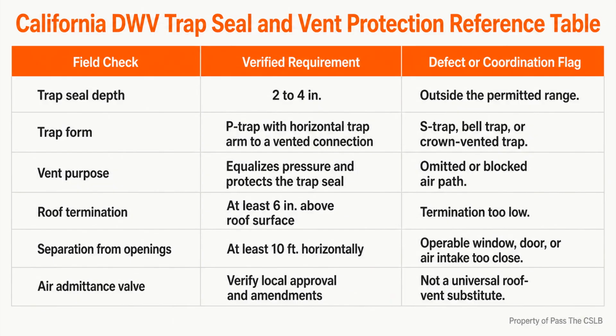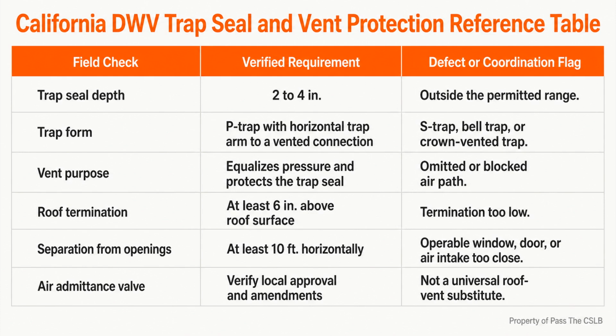Now follow the wastewater away from the fixture. Horizontal drainage depends on a uniform approved slope. For pipe 3 inches in diameter or smaller, the minimum slope in the source material is 1/4 inch per foot. For pipe 4 inches or larger, a reduced slope of 1/8 inch per foot may be allowed only with approval from the authority having jurisdiction. That approval condition matters. The larger pipe size does not automatically give the crew permission to use the flatter grade. The field check is pipe diameter, actual slope, and required approval together.